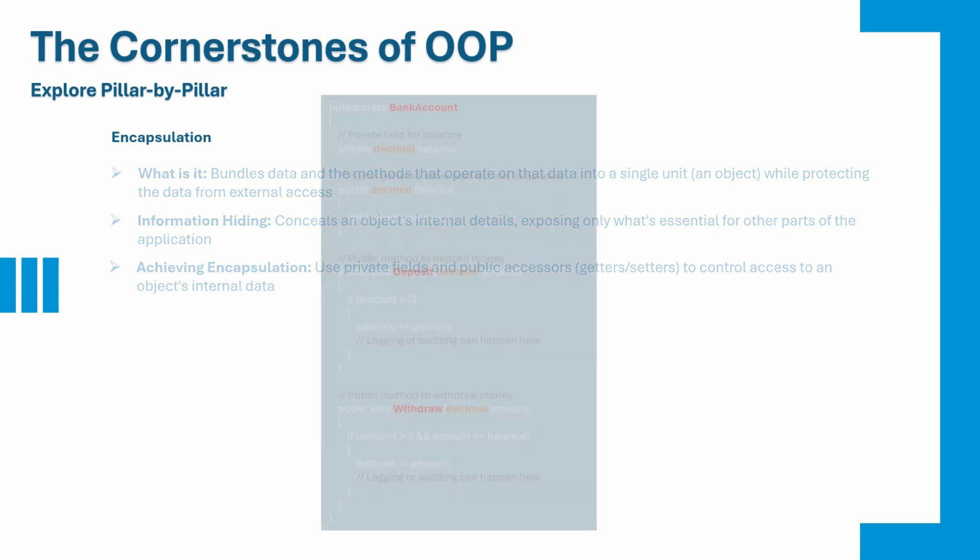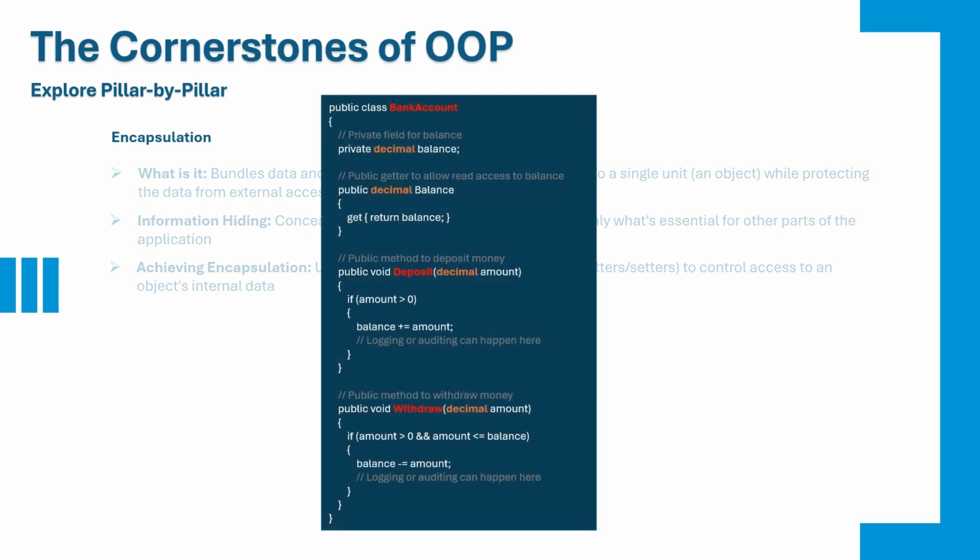For example, in the bank account class, the balance variable would be marked private, meaning it can only be accessed or modified from within the class. We can provide a getter method to allow other parts of the application to read the balance, but prevent them from changing it directly. Instead, they must use the deposit and withdraw methods, which might also include important logic like validation, logging, or auditing.